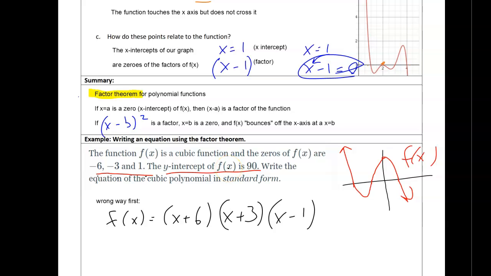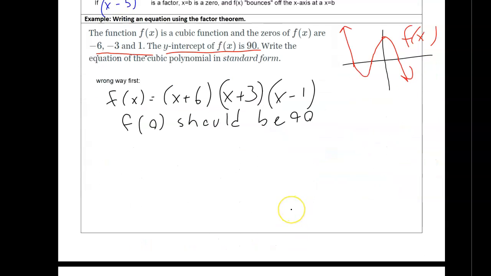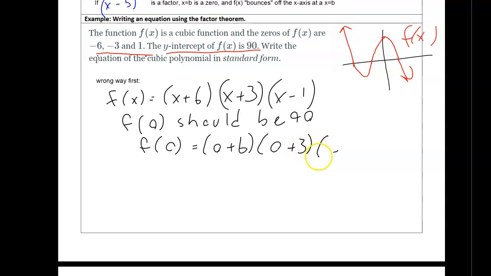And the reason I know this is wrong is f of 0 should be 90, but f of x, when I plug in 0, is equal to 0 plus 6, and then 0 plus 3, and then 0 minus 1. And that gives me -18, right? 6 times 3 times -1 is -18. So this is wrong because it has the wrong y-intercept. It doesn't match the text.